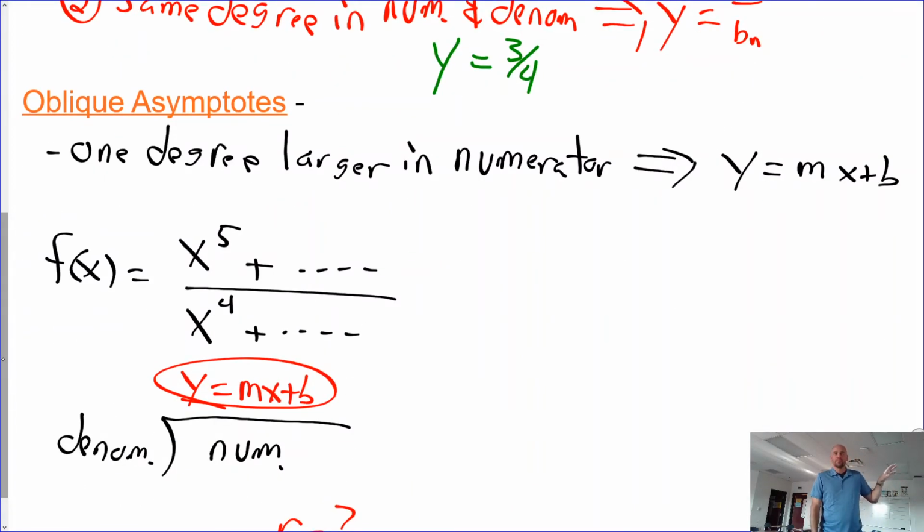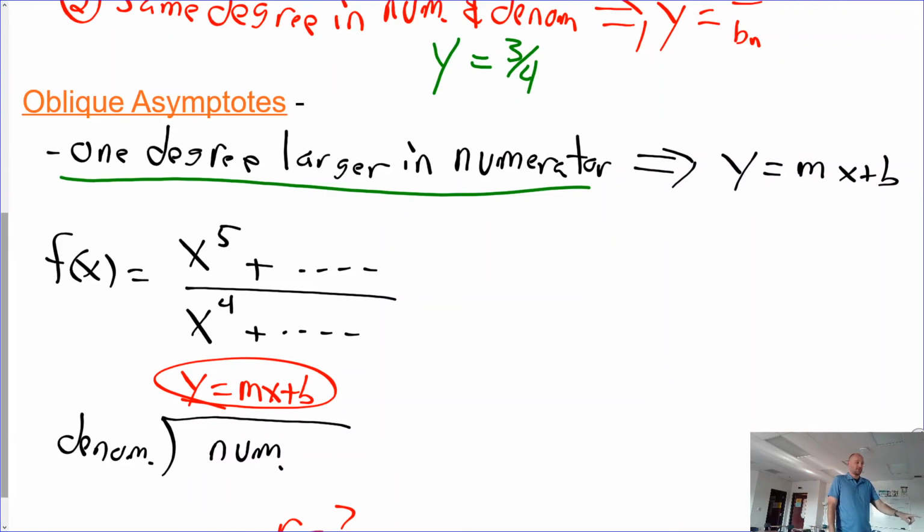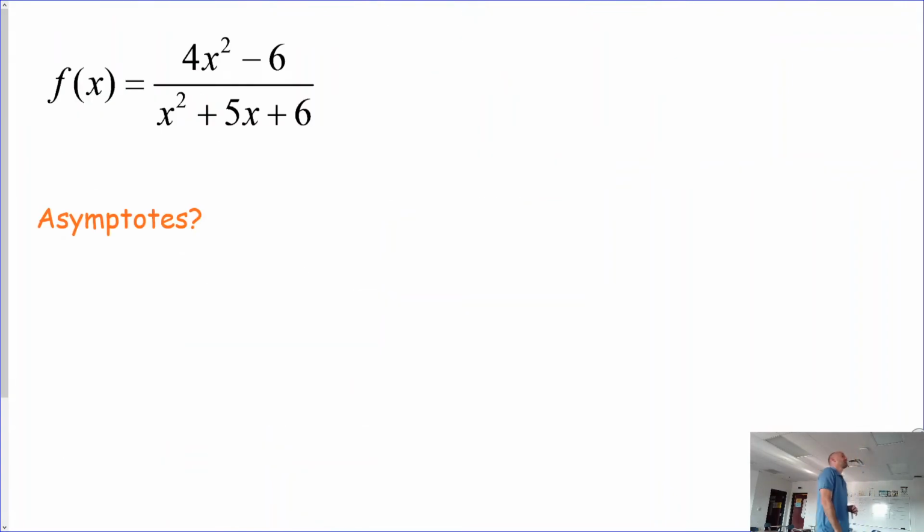There's another type of asymptote we don't deal with very often, but it's called an oblique asymptote. It's not horizontal and it's not vertical. It only happens in one scenario, when the degree is 1 larger in the numerator. When that happens, you actually have to do the long division. The answer to that long division is the oblique asymptote. But like I said, we don't use that very often, so I'm just going to skip over it.